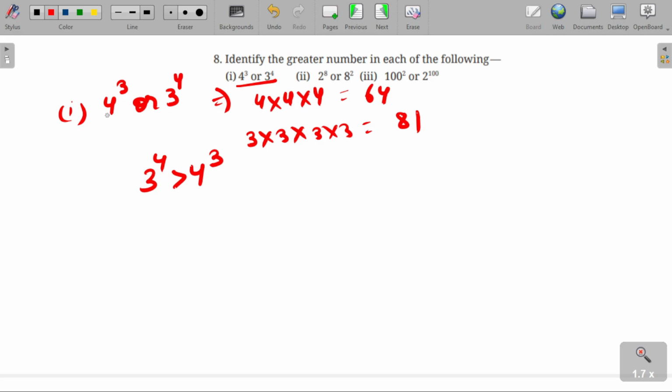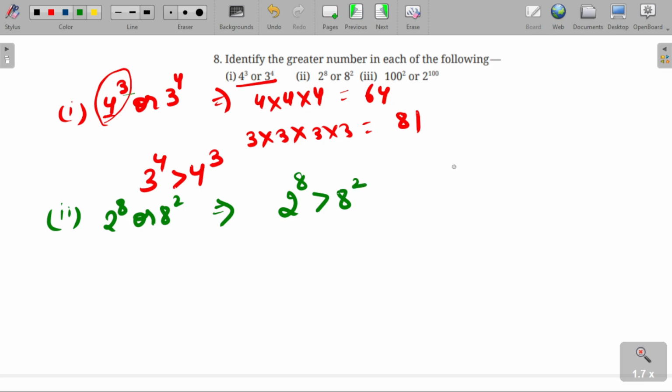So never predict that the greater base value will always give the greater result. It is not mandatory that the value having the greater base will be greater. You need to verify while solving it. Okay, 2 raised to 8 or 8 square. After solving, you will get to know that 2 raised to 8 is greater than 8 square. Obviously 64 is 2 raised to 6 and 2 raised to 8 is obviously greater, right?